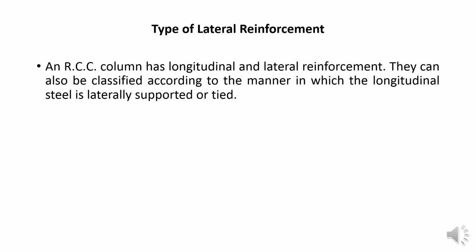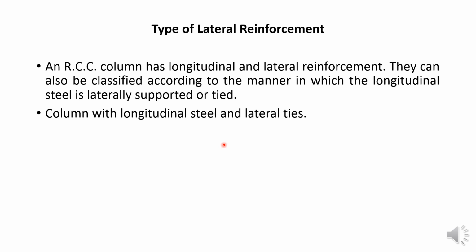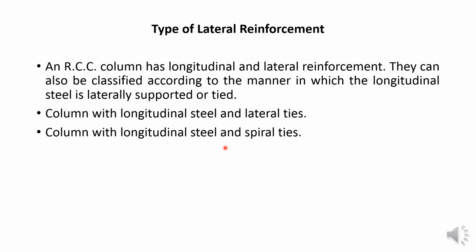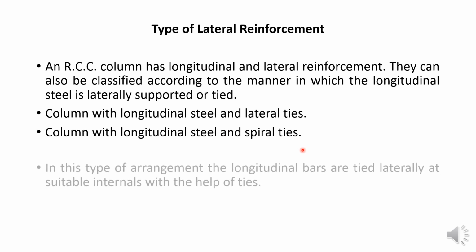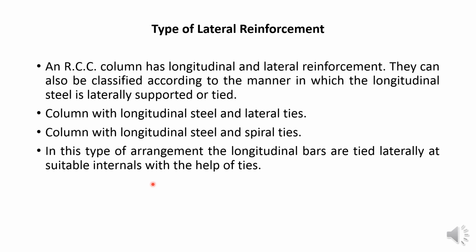Next is based on type of lateral reinforcement. The RCC column has longitudinal and lateral reinforcement. They can be classified into column with longitudinal steel and lateral ties, and column with longitudinal steel and spiral ties. In the first type of arrangement, the longitudinal bars are tied laterally at suitable intervals with the help of ties. Next is the circular column with spiral. This is all about the classification of column.